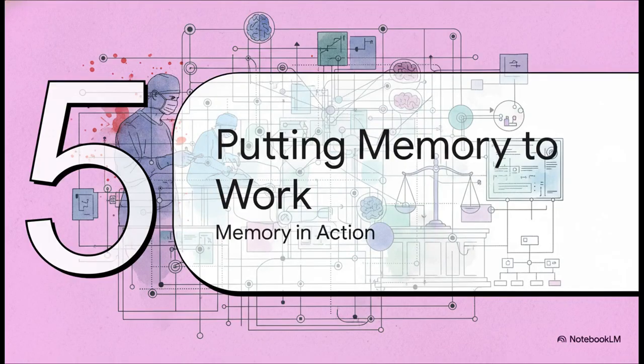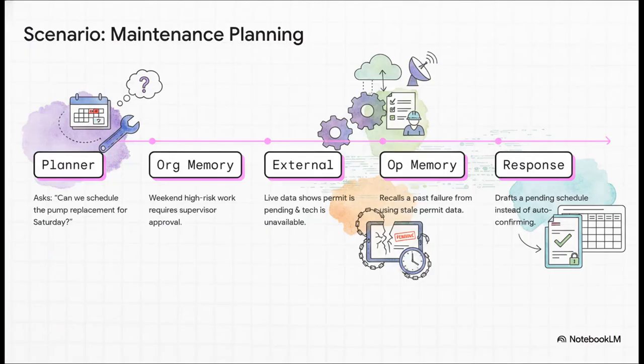Okay, enough with the theory. Let's see how this multi-layered, graph-based memory makes a real, tangible difference in a high-stakes situation where a mistake could be really, really costly. So picture this. A maintenance planner asks, can we schedule this job for Saturday? A simple agent might just say, sure, but a smart agent checks its memory layers.